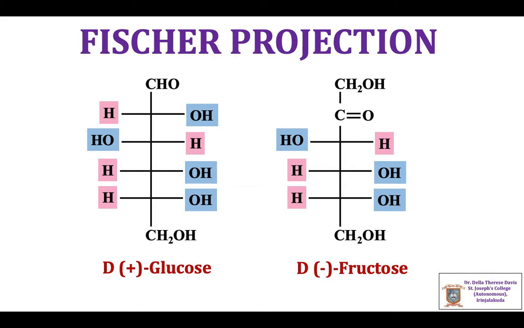Glucose belongs to the class aldohexose. Aldohexoses have four chiral centers and hence the number of stereoisomers is 2 raised to 4, which is 16. That is, aldohexose has 8 pairs of enantiomers, and glucose is one among them.